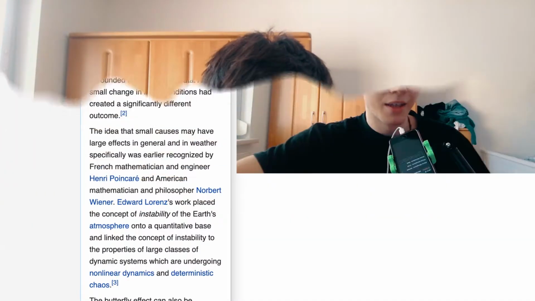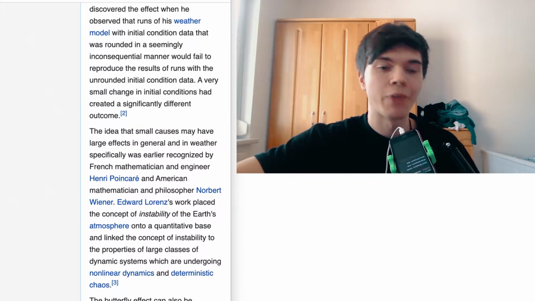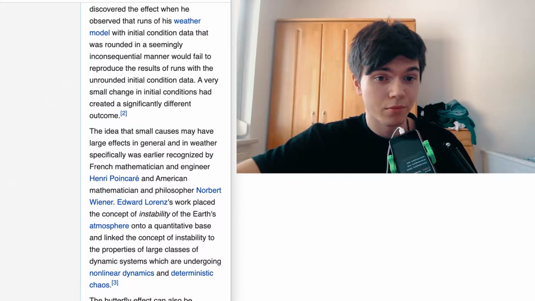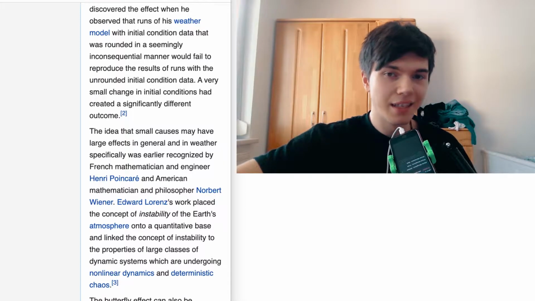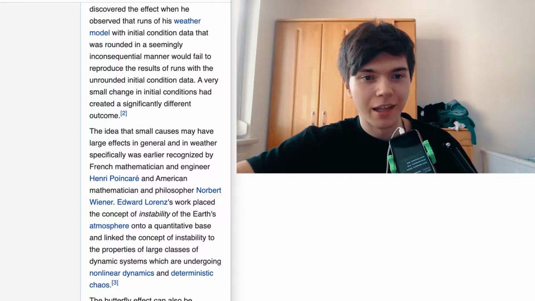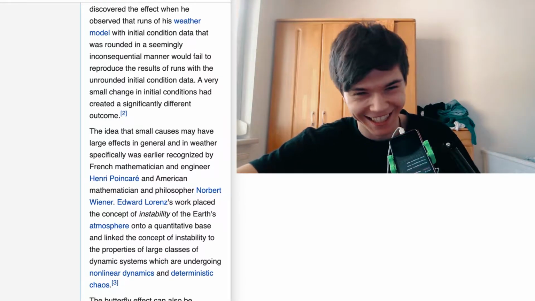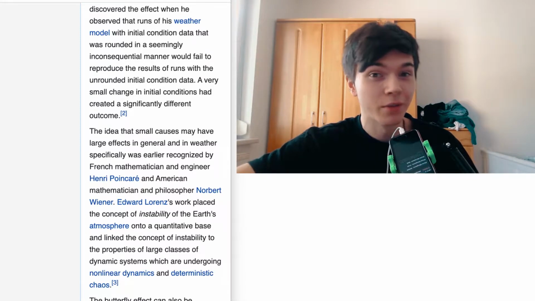But yeah. So the idea that small causes may have large effects in general and in weather specifically was earlier recognized by French mathematician and engineer Henri Poincaré. It is Poincaré, with an accent on top, you know what I mean. And American mathematician and philosopher Norbert Wiener, like Wien in German, Vienna.